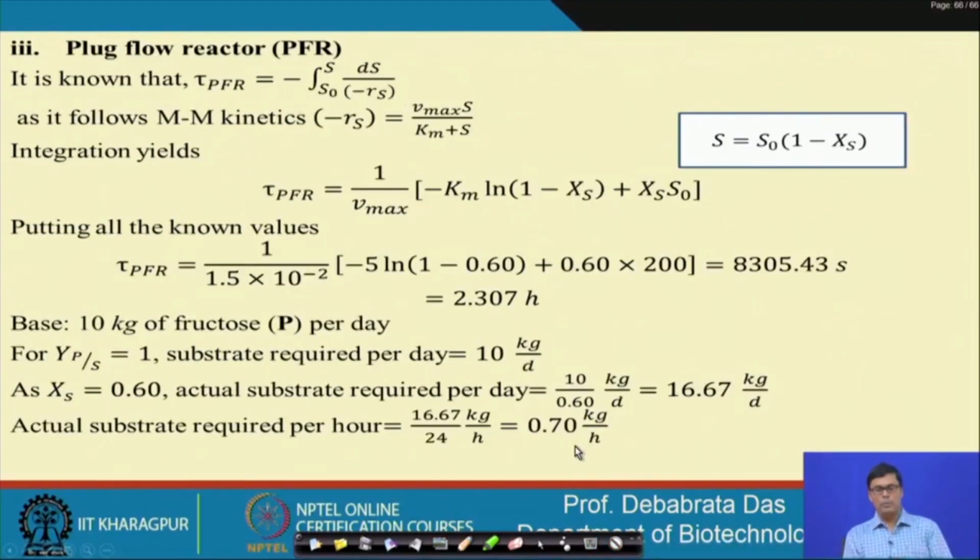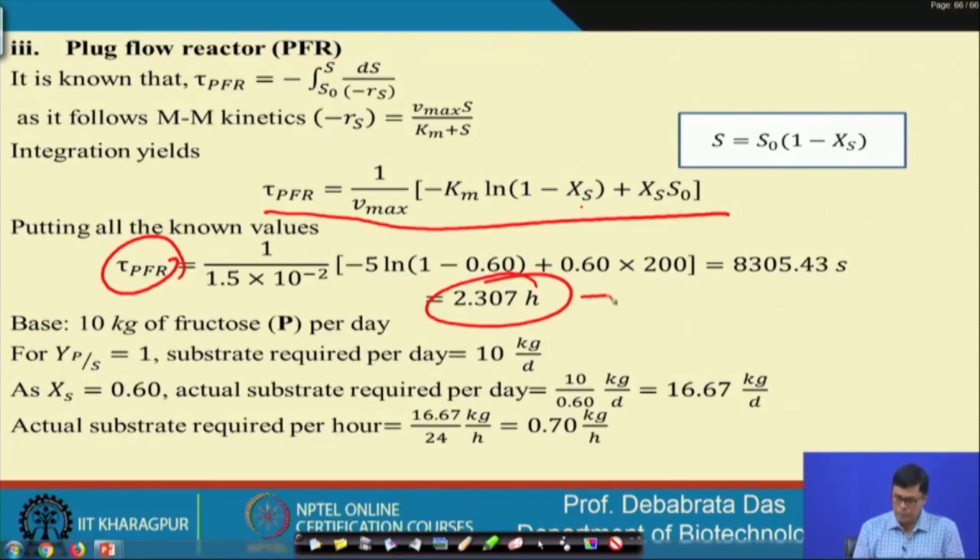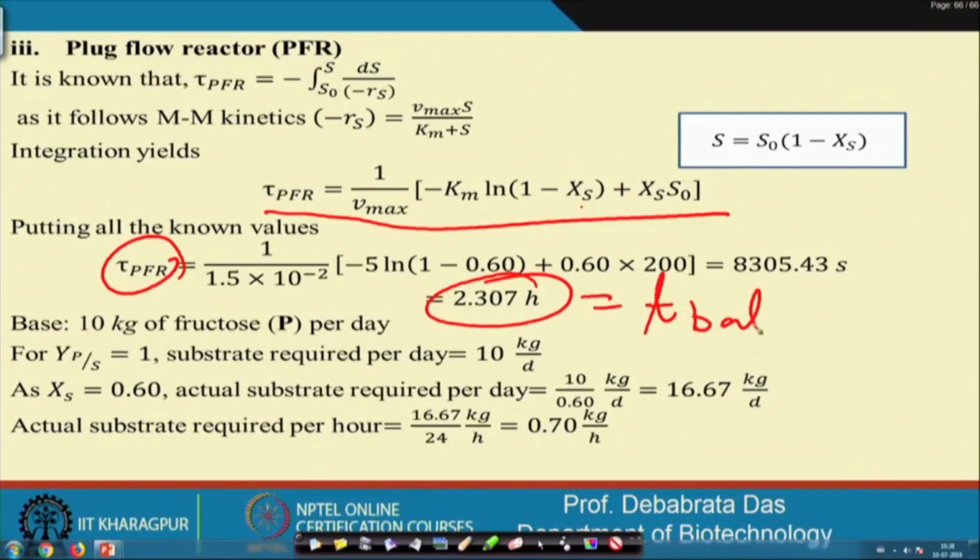Now, let us come to the plug flow reactor. In case of plug flow reactor, your calculation is similar to the batch process. The expression that we have seen for the T batch and tau plug flow reactor is the same. So, here we can put the same value, 60% conversion, and you can easily find this value, which is equal to T batch. If you look at the initial part, you will find that it is the same.